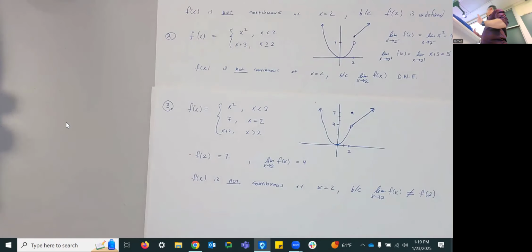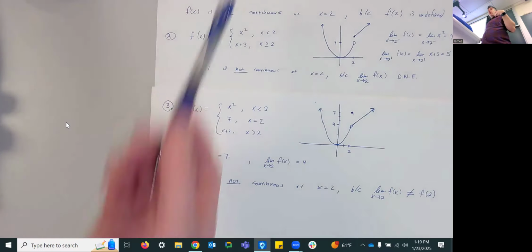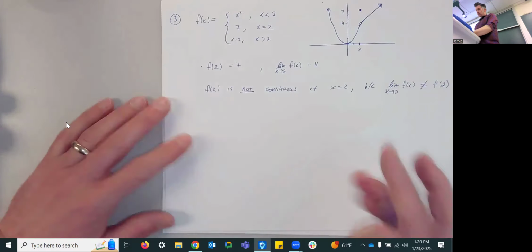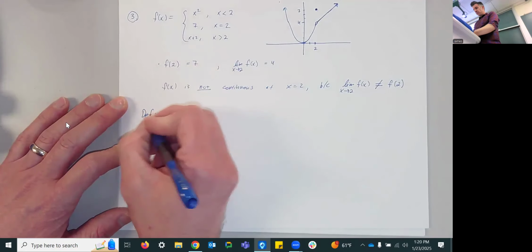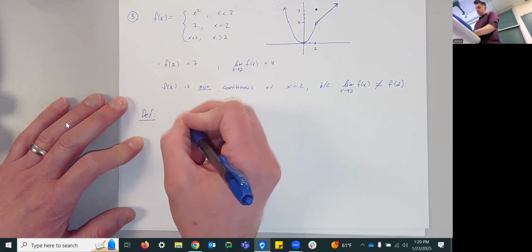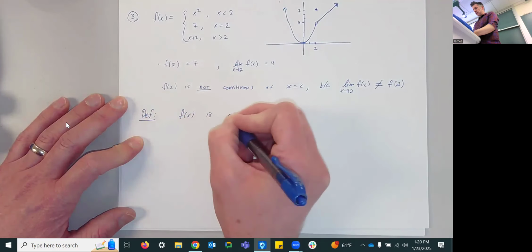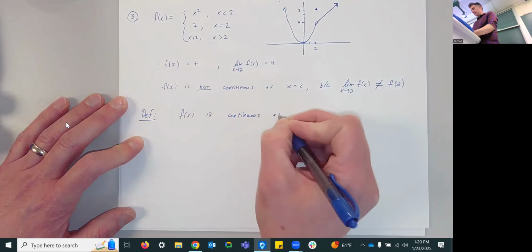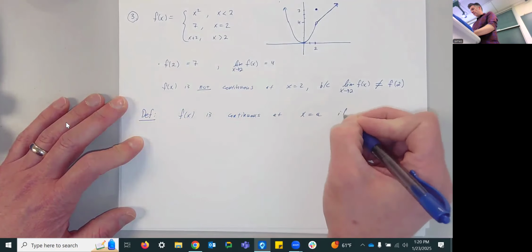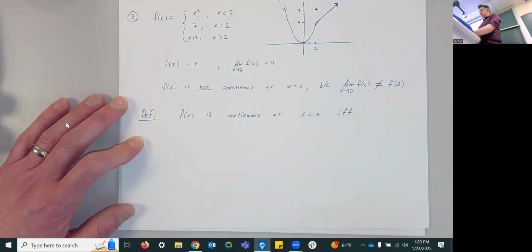So this leads to our definition of continuity at a point. Although we can write the definition as just one thing, it's more easily applied as a 3-part definition, which includes all 3 things here. So here's what we're going to say. Definition: f of x is continuous at x equal to a if and only if the following 3 things are true.